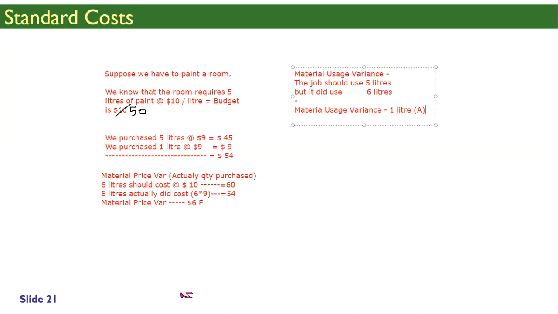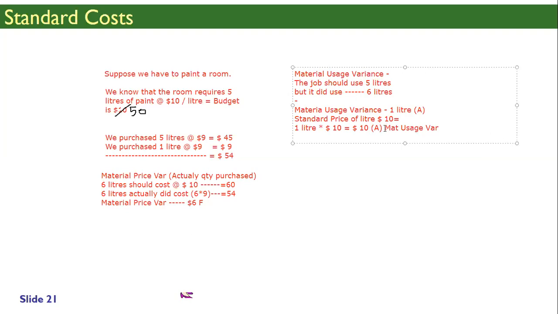Now this is 1 liter. You should say that the standard price of 1 liter was $10. This is what you suppose. So then you would say that 1 liter multiplied by $10 comes to $10. So $10 is my material usage variance. And this is adverse. So I've got a material usage variance of $10 adverse.